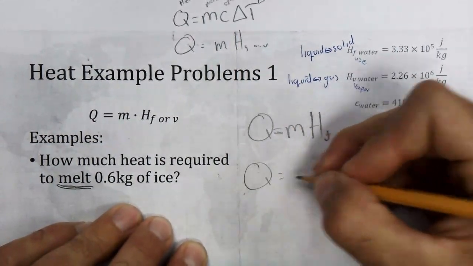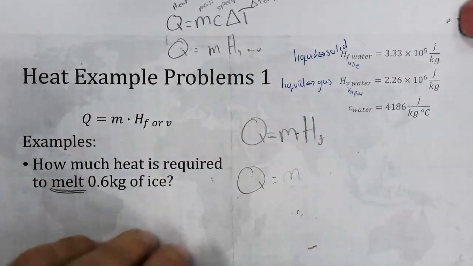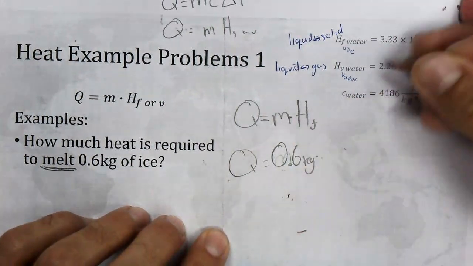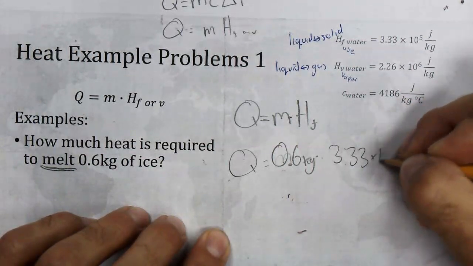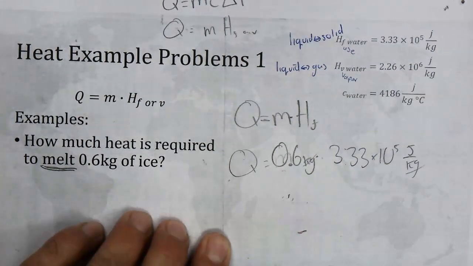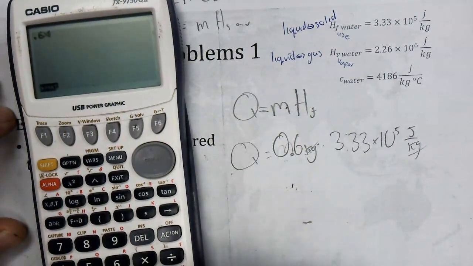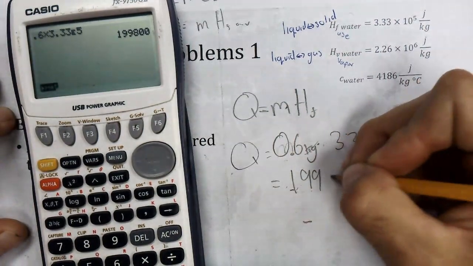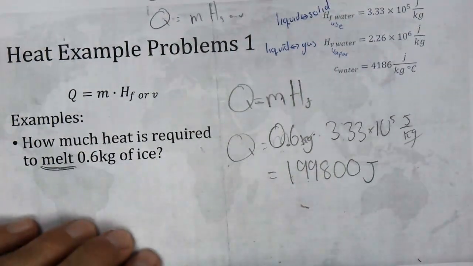So, all I've got to do is plug it in. Q is equal to mass, well, actually, let's put in the actual mass. The mass, which is 0.6 kilograms, multiplied by the heat of fusion, and this is on the worksheet you're going to pick up, is 3.33 times 10 to the power of 5 joules per kilogram. Kilograms cancel out, that leaves me joules, and you get a number. Let's crack out the old calculator. I got 0.6 times 3.33 E5, and I get an answer of 199,800 joules. That is question 1.